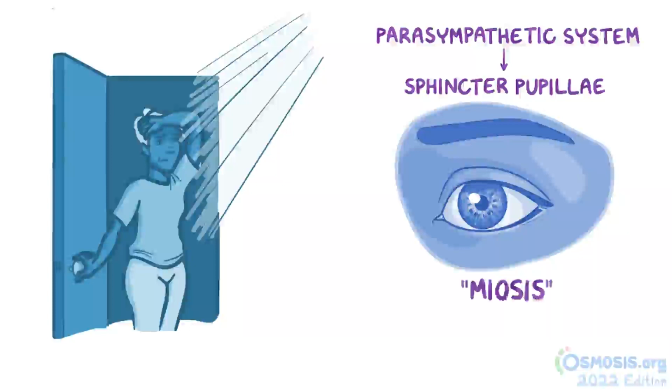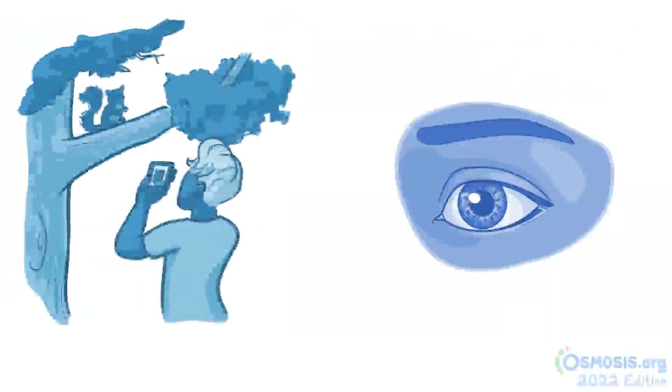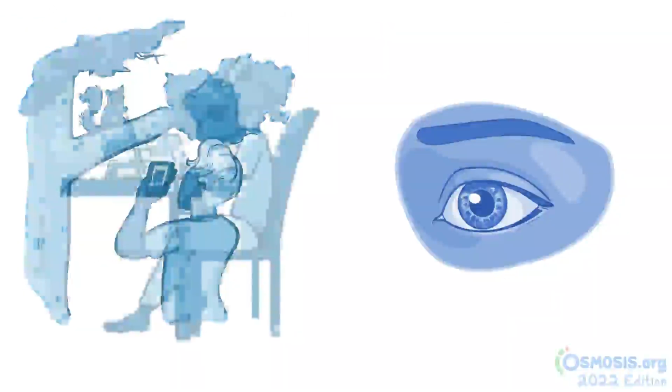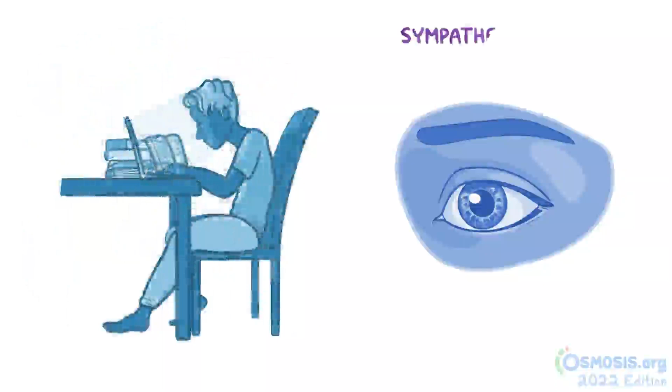Alright, now after hanging out for a while in the sunny park, you realize you have to go back home to continue studying. So exactly when you get inside your house again, your sympathetic system immediately sends a signal to the dilator pupillae to contract.